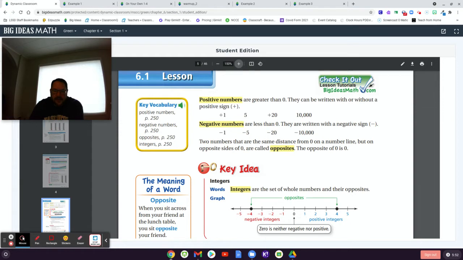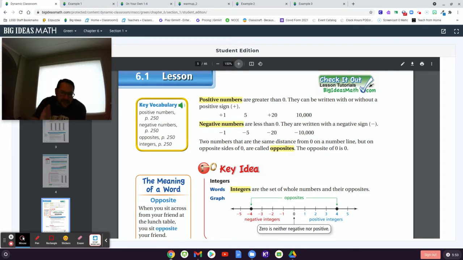And then two numbers that are the same distance from 0 on a number line, but on opposite sides of 0, are called opposites. So like -5 is the opposite of 5, and 20 is the opposite of -20. Okay, so integers are the set of whole numbers and their opposites. So integers themselves don't have decimals or fractions. So like 2.5 is not an integer, but 2 is an integer. And they can be positive numbers or negative numbers.